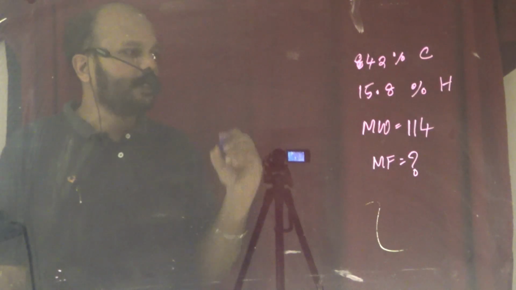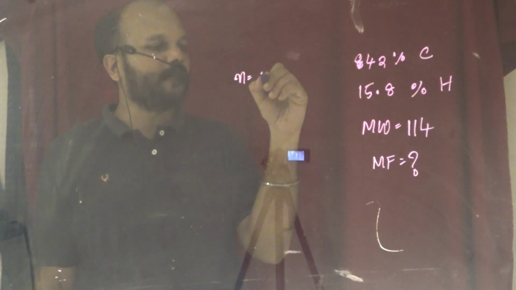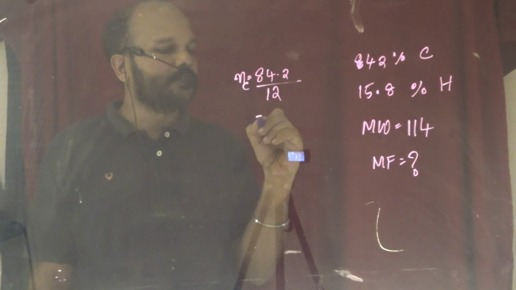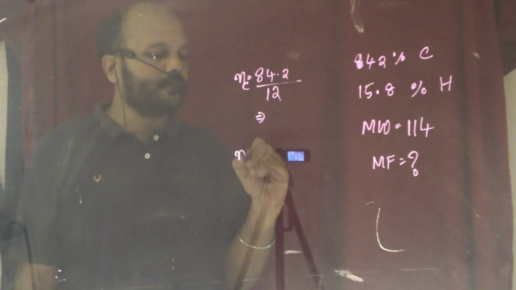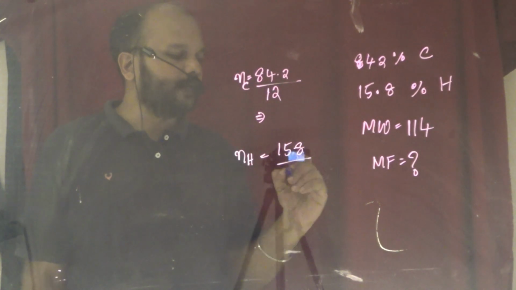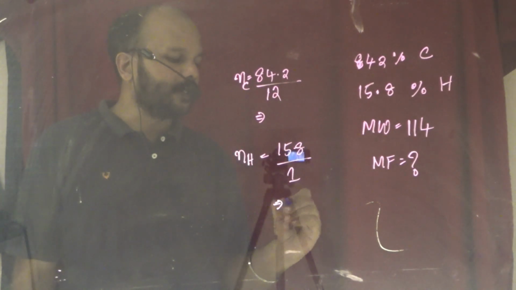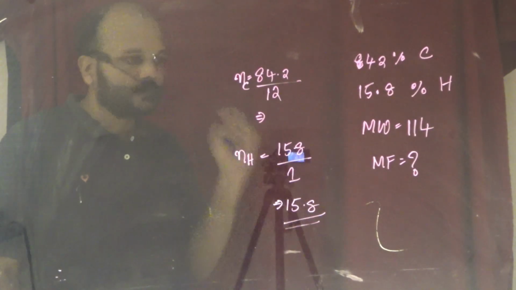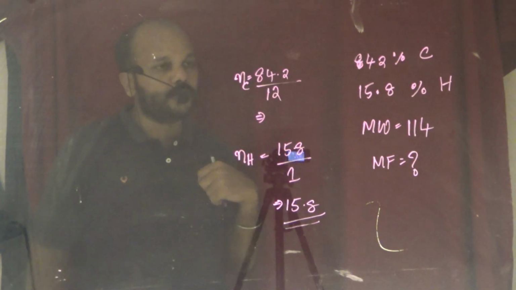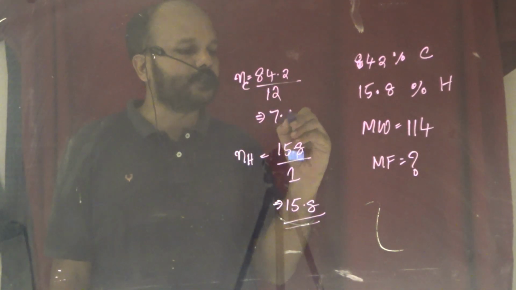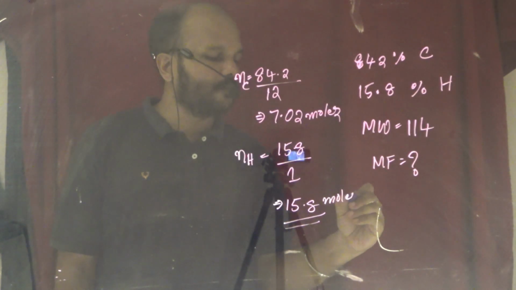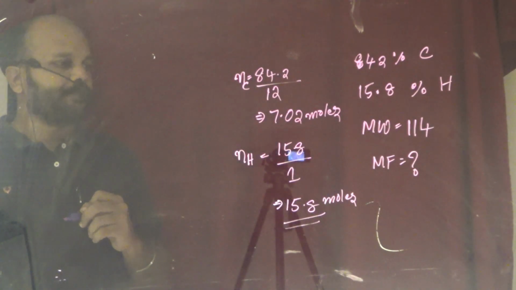Here we can find the number of moles: 84.2 divided by 12 for carbon, and the number of moles of hydrogen from 15.8 divided by 1, so you will get around 15.8. So for carbon, 84.2 divided by 12, you will get around 7.02 moles. Okay, so this is how you will be getting it.